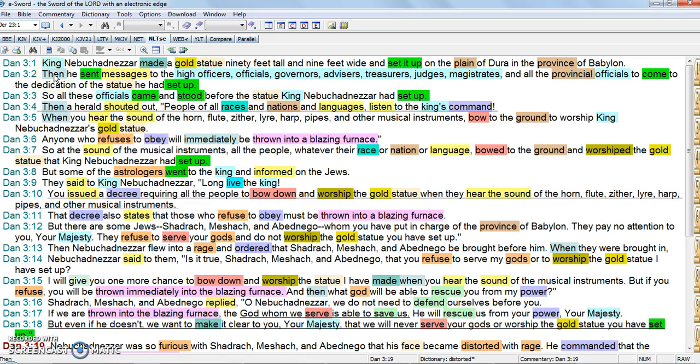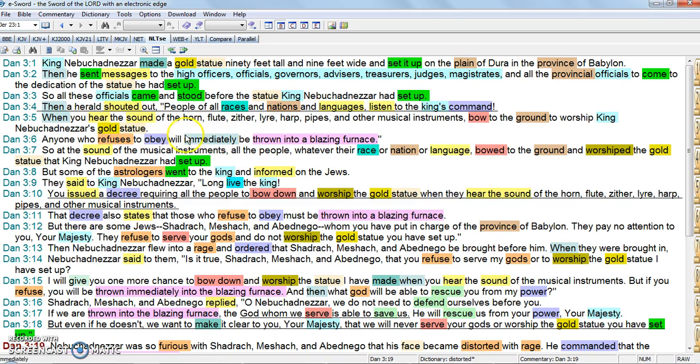Now we see a sequence of events. Then he sent messengers. Then a herald shouted out. You see how this is almost repeated? When you hear the sound. So basically there's a sequence of events all related to hearing and messages. So we have to keep that in mind as we look at the rest of the chapter.